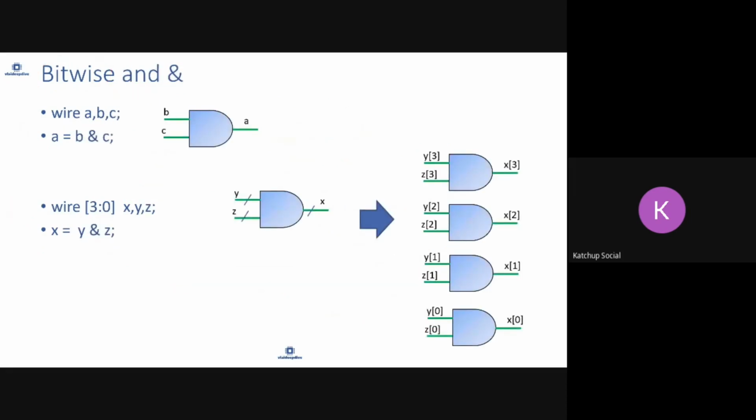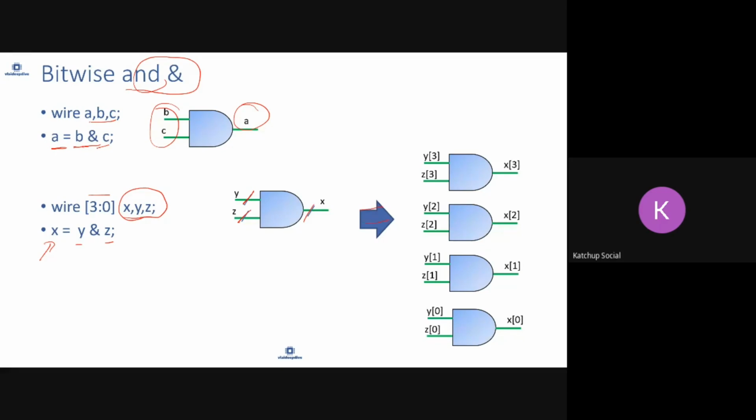Similarly, there is bitwise AND. When the signals are single bit, it does not make much difference. Basically you are just doing B AND C, where A is the output. But when these are buses, the real picture of bitwise comes into play. So you have created 3 signals X, Y, Z, which are 4 bits, and we define X is equal to Y AND Z. X is the AND of Y and Z.